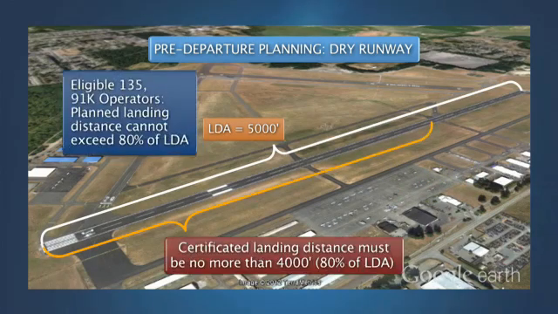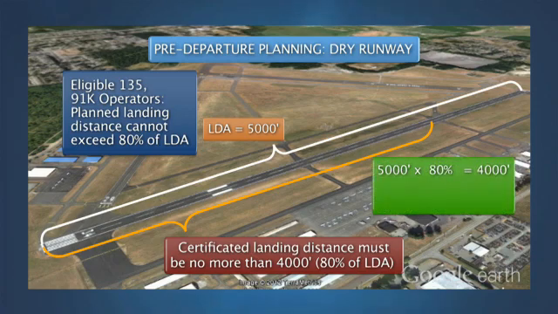For eligible Part 135 and Part 91K operators, the landing distance demonstrated during certification must permit the airplane to come to a full stop within 80% of the landing distance available. In this case, the demonstrated landing distance for certification is multiplied by 1.25 or divided by 80% to obtain the factored landing distance on a dry runway for these operators.